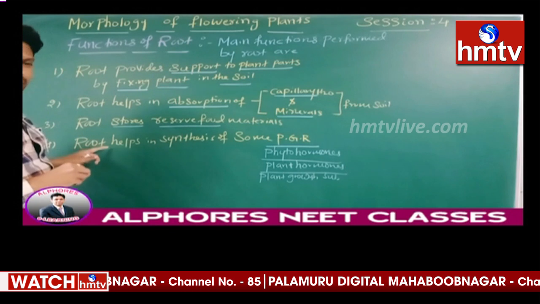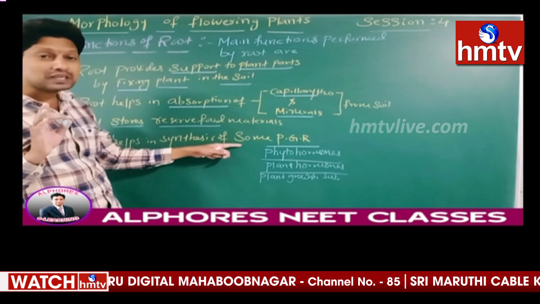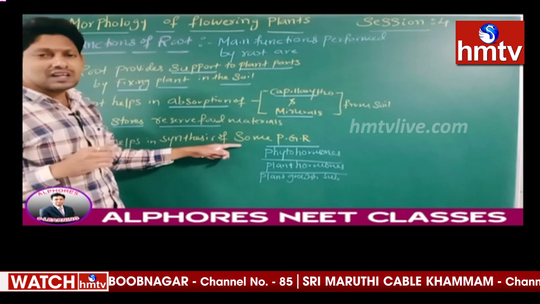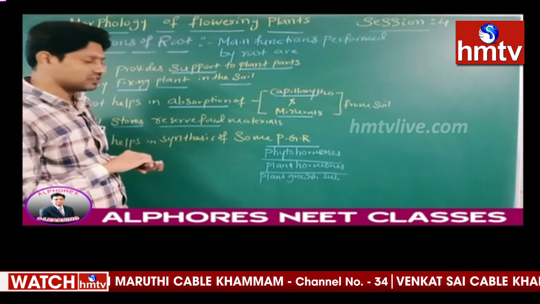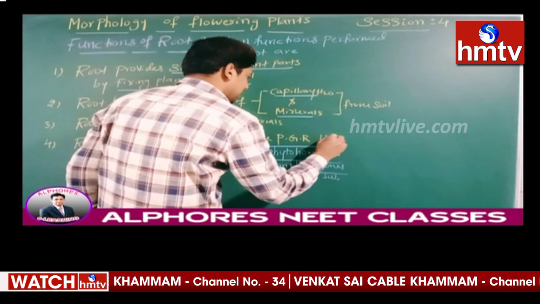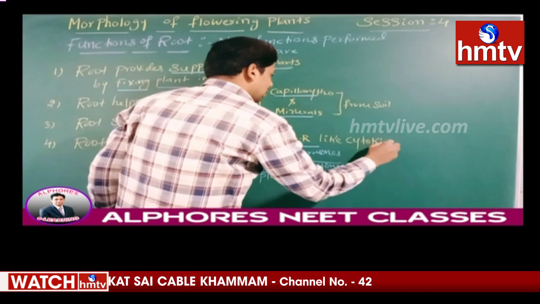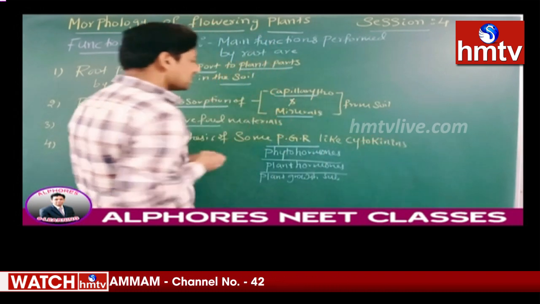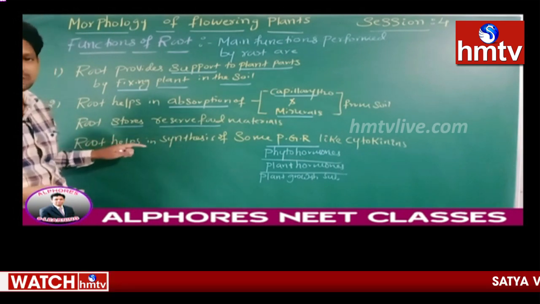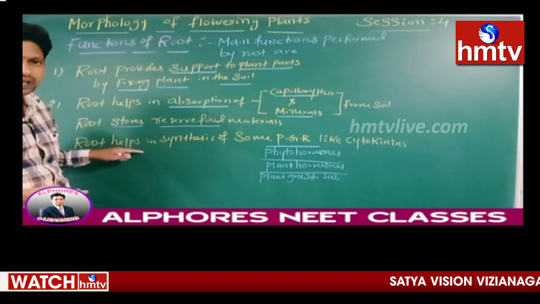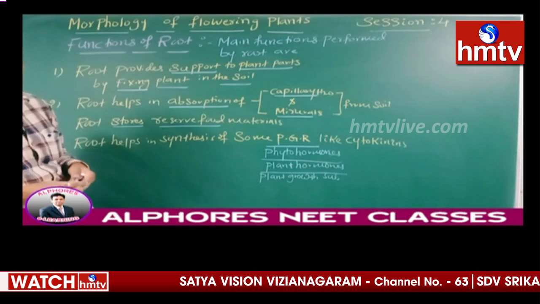Sir, see this statement carefully. Root helps in synthesis of some plant growth regulators. We are not speaking about all plant growth regulators. Sir, what are the plant growth regulators that can be synthesized by a root, sir? Like cytokinins. Cytokinins are plant growth regulators which are synthesized even by the root. Is this statement okay? Therefore, these are some main functions performed by root.